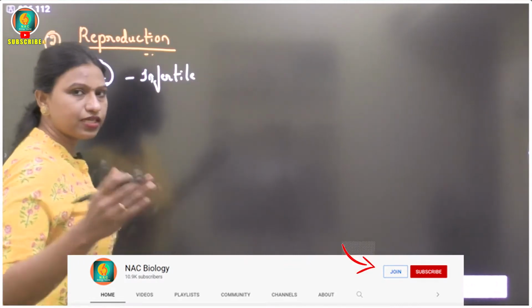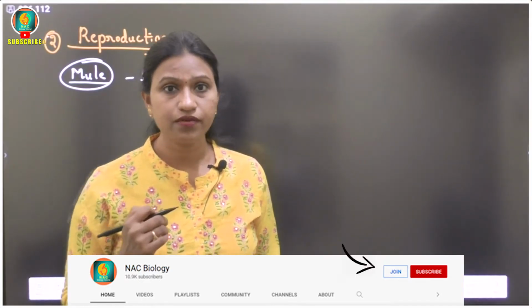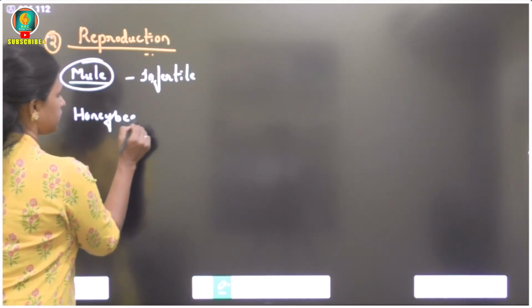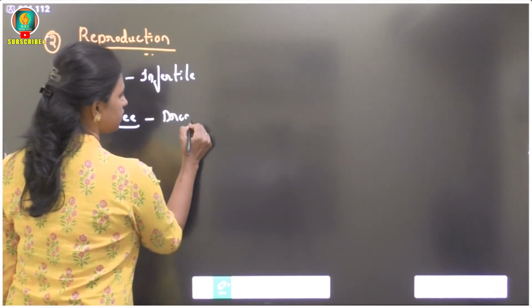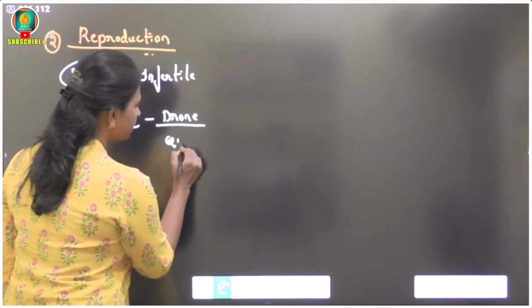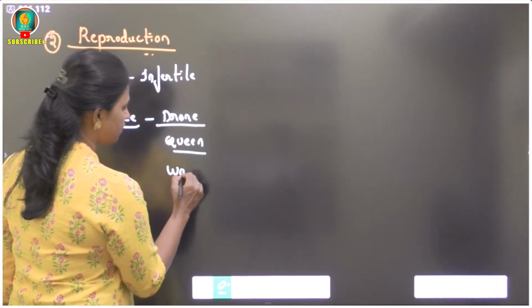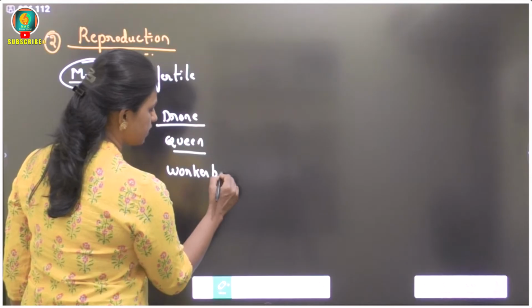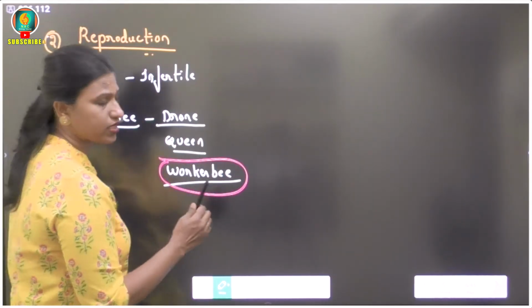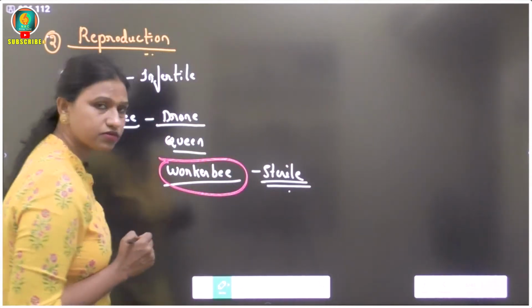Infertile. Like that, you have knowledge about honeybees, right? In honeybees, there are 3 categories. What are those? In honeybees, one is the drone. The drone is considered a king. Another one is the queen bee. Obviously, the name itself tells it is a queen. And then another one is the worker bee. The majority of the work is done by worker bees only. But unfortunately, these worker bees are sterile. They do not reproduce.